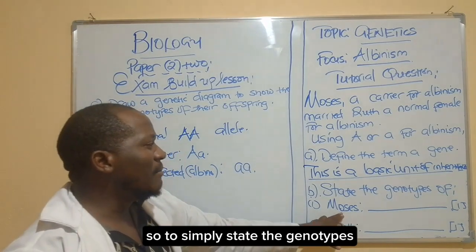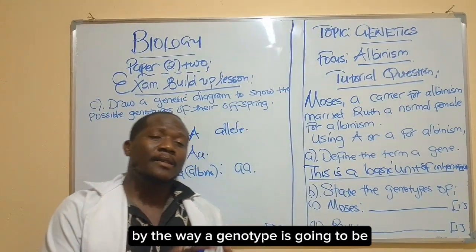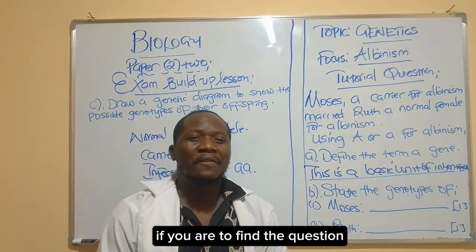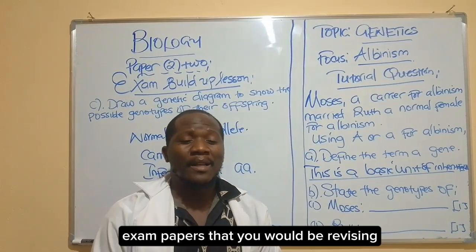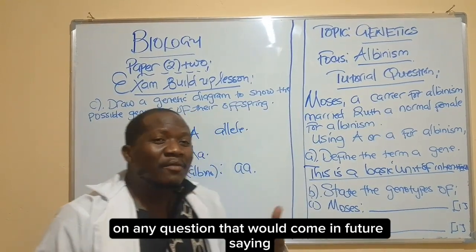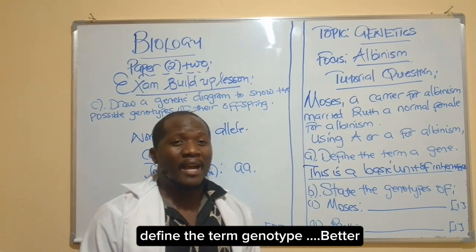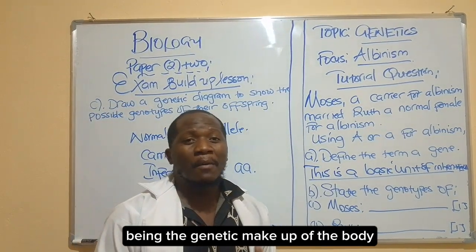So to state the genotypes, by the way, a genotype is the genetic makeup of the body. If you were to find a question in one of the previous exam papers that you could be revising, or any question that could come in future saying define the term genotype, be able to describe genotype as the genetic makeup of the body.